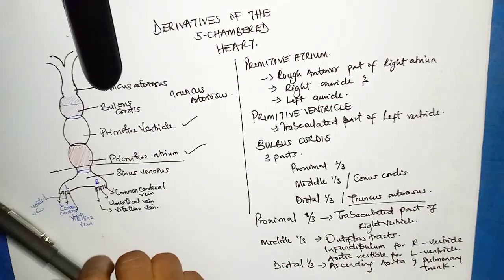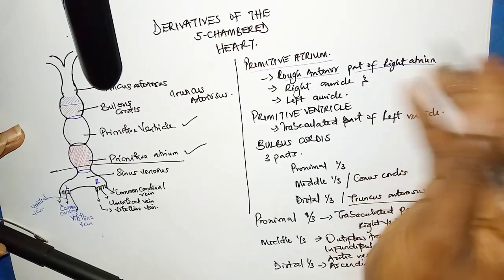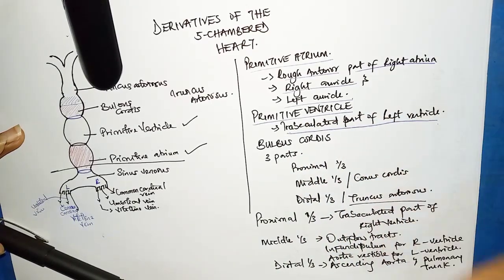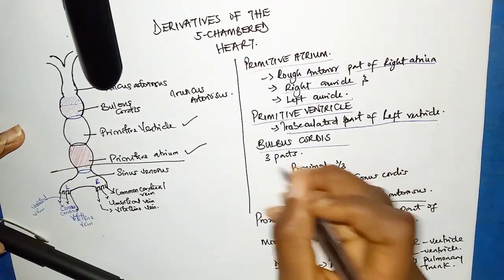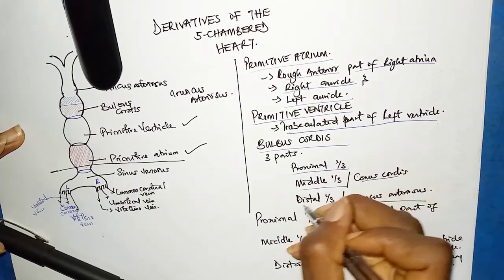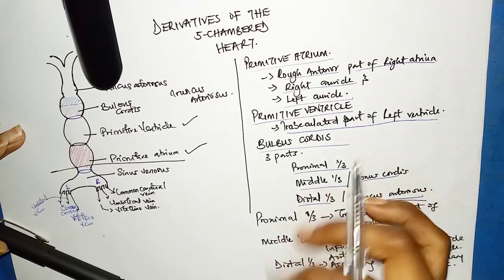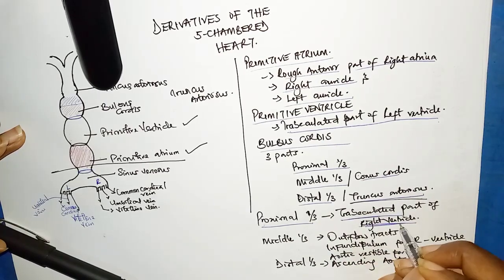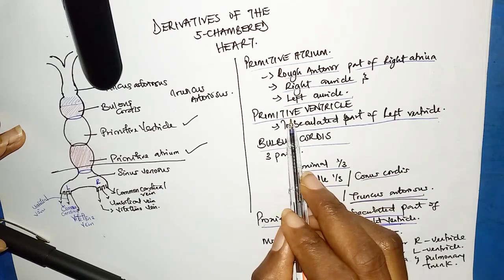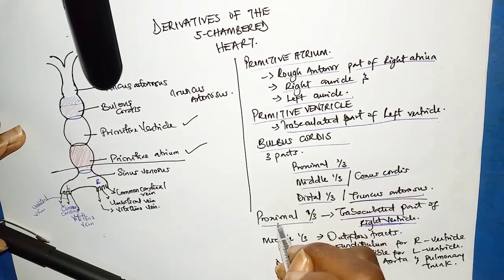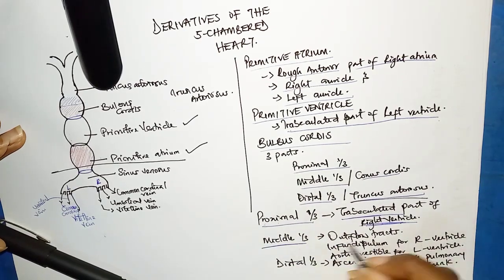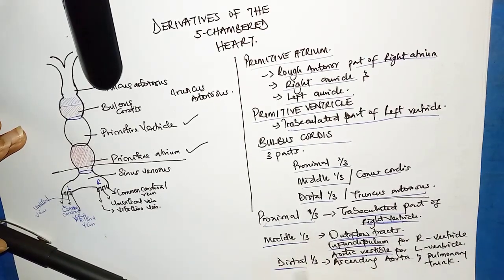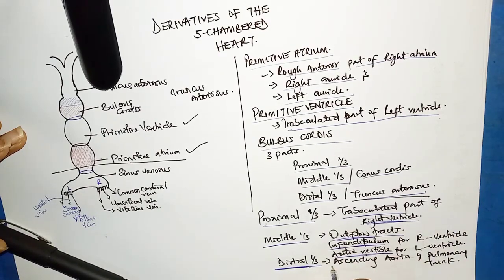Right? So quick recap. Primitive atrium gives rise to the rough anterior part of the right atrium, right auricle, and left auricle. Our primitive ventricle gives rise to the trabeculated part of the left ventricle. Our bulbous cordis has three parts: the proximal 1/3, the middle 1/3 or conus cordis, and the distal 1/3 or truncus arteriosus. The proximal 1/3 gives rise to the trabeculated part of the right ventricle. The trabeculated part of the left ventricle already arises from the primitive ventricle. The middle 1/3 gives rise to the outflow tract, which is our infundibulum on the right and the aortic vestibule on the left. And the distal 1/3, our truncus arteriosus, gives rise to the ascending aorta and the pulmonary trunk.